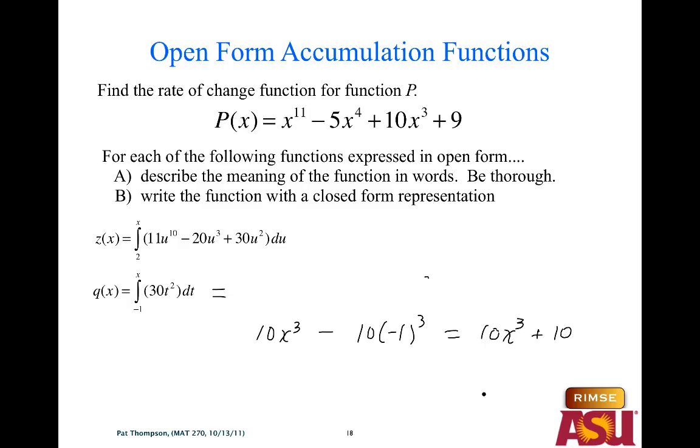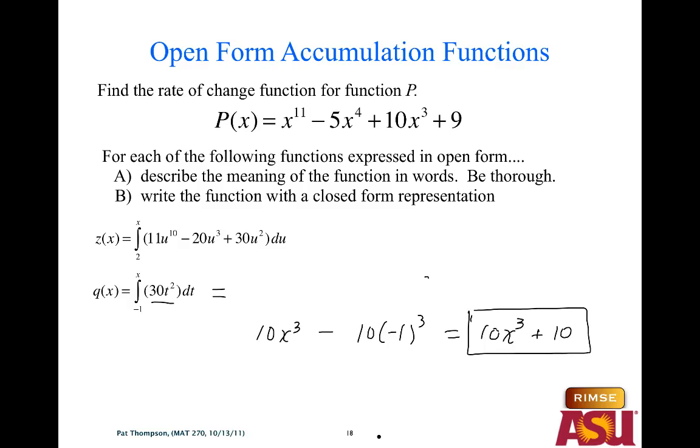So we got a closed form accumulation function. We got Q of x in closed form, whereas before, when we were doing test 2 stuff, we had to stop there. But now that we're working on rate of change functions, we have the amount function that has this rate, and so it turns out the total change in the amount from -1 to x is 10x cubed minus 10 times the minus 1 cubed. Does it make sense? Anybody have a question?